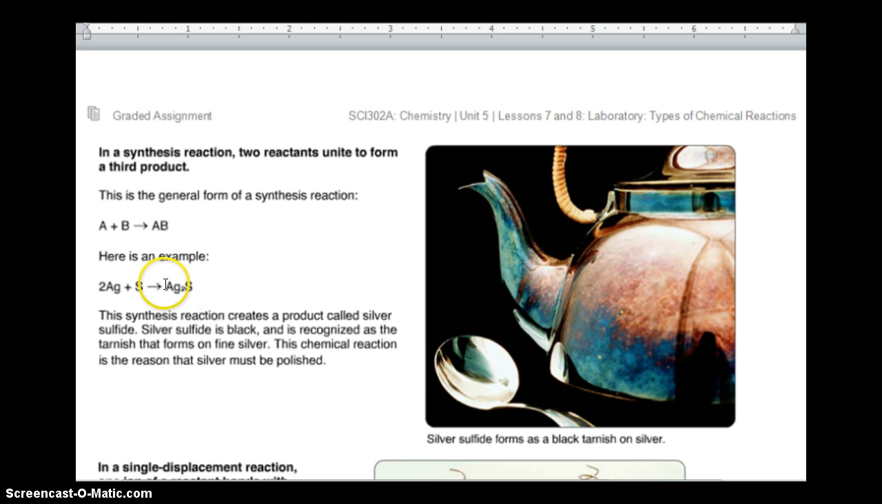There's 1 molecule of that. I know there's 1 molecule because right where my cursor is, we could write a 1, but since there isn't anything, we just know it's a 1. This synthesis reaction creates a product called silver sulfide. Silver sulfide is black and is recognized as the tarnish that forms on silver. This chemical reaction is the reason that silver must be polished. If you read any books in the olden days, people actually had silverware made out of silver, not like today, and they had to polish it. They had to rub off the black tarnish.